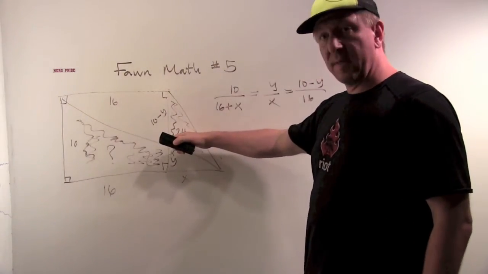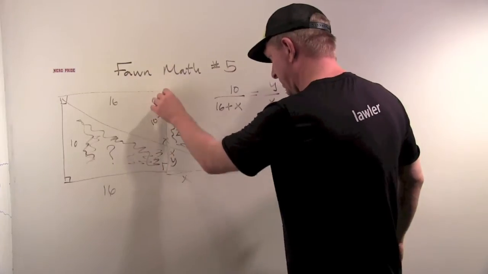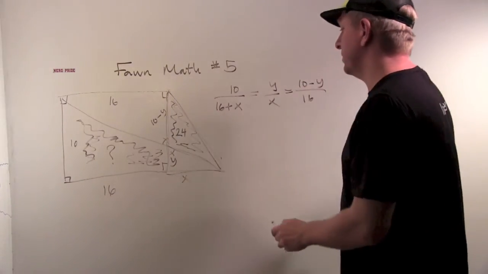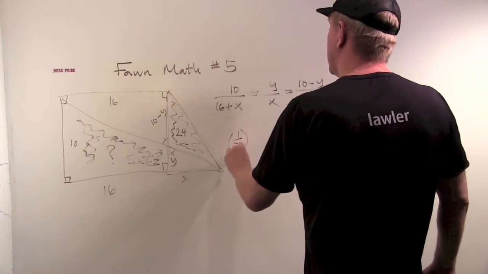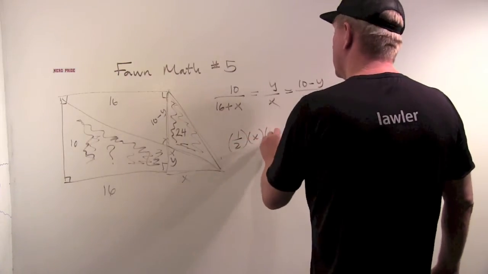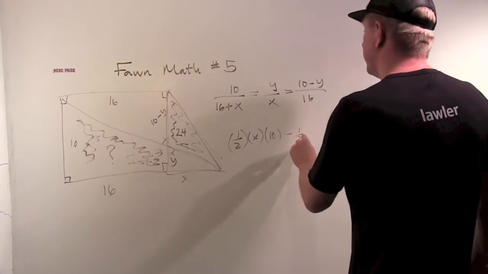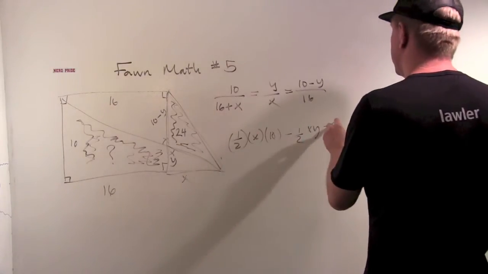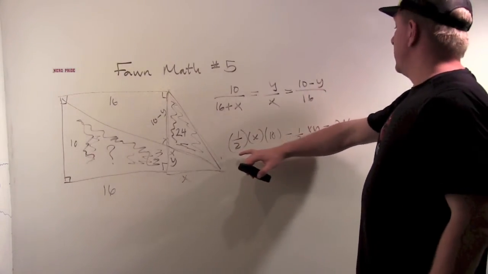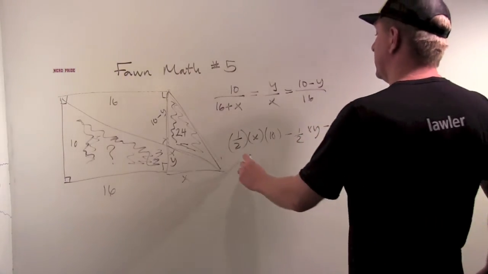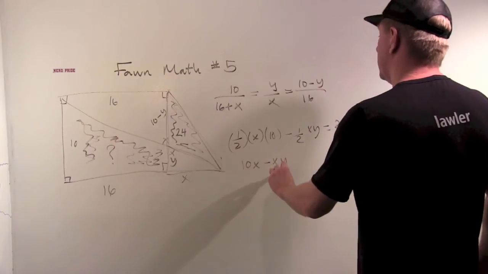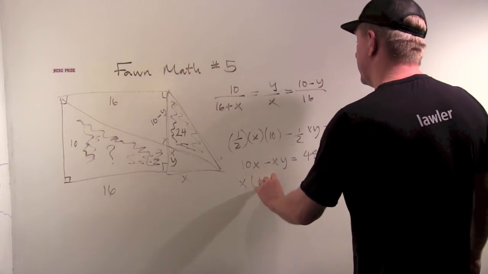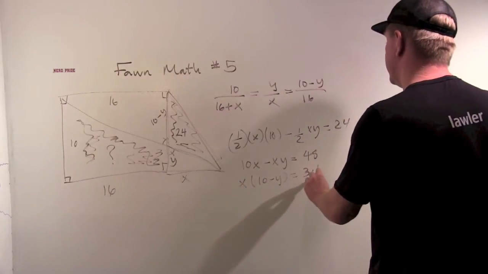Now I'm going to use the fact that the area of this triangle here is 24. The area of this triangle is the area of the big triangle minus the area of the small triangle. So the big triangle area is 1/2 base times height, which is 1/2 times 10 times x, minus 1/2 x times y, base times height, and this is 24. Just to keep things simple, I'm going to multiply everything by 2 and get 10x minus xy equals 48. Then I'm going to factor an x out of this and get x times (10 minus y), and 48 is 3 times 16.